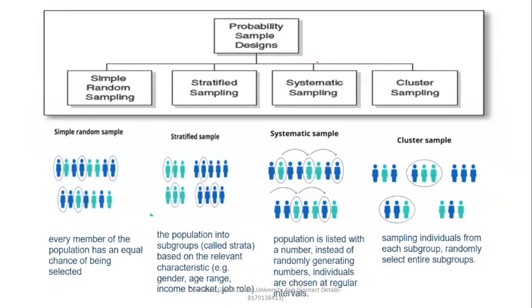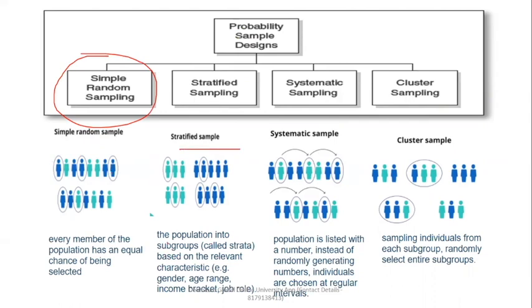Probability and non-probability sample designs, that is sampling types. So first is simple random. In a group, every member has an equal chance of being selected. So what are the chances? Every member has an equal chance, okay.